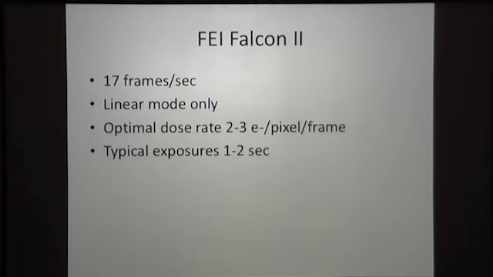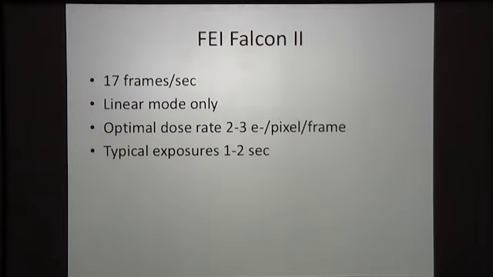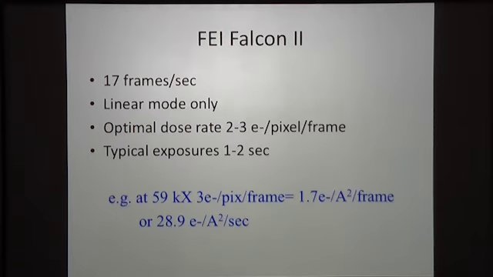Then the Falcon 2 collects at 17 frames per second. It only does linear mode, so this is what we had on our Cryos 2 initially before we upgraded to the Falcon 3. We still got very nice data, a lot of data from these detectors. And the optimal dose rate is 2 to 3 electrons per pixel per frame with typical exposures of 1 to 2 seconds. So we could take a lot of images with these detectors per hour.